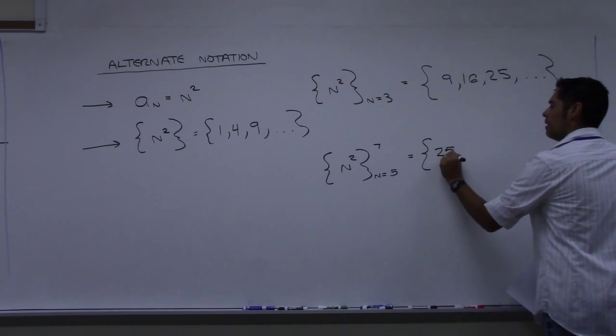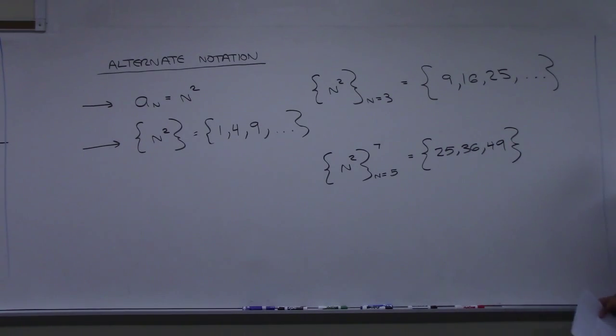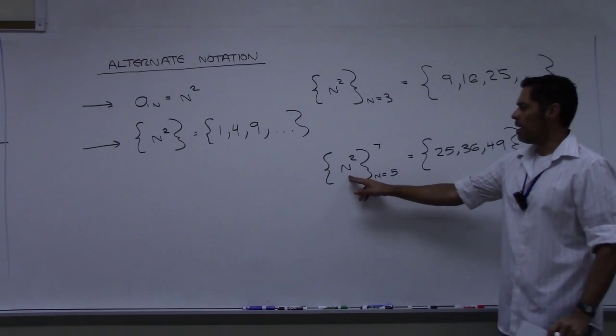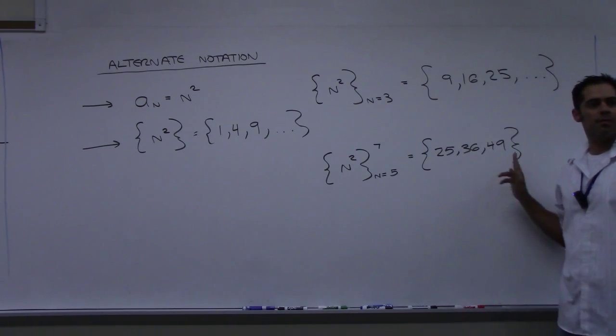25, 36, 49. We're going to do n squared. We're going to start at 5. We're going to stop at 7. So that's 5 squared, 6 squared, 7 squared. Done.